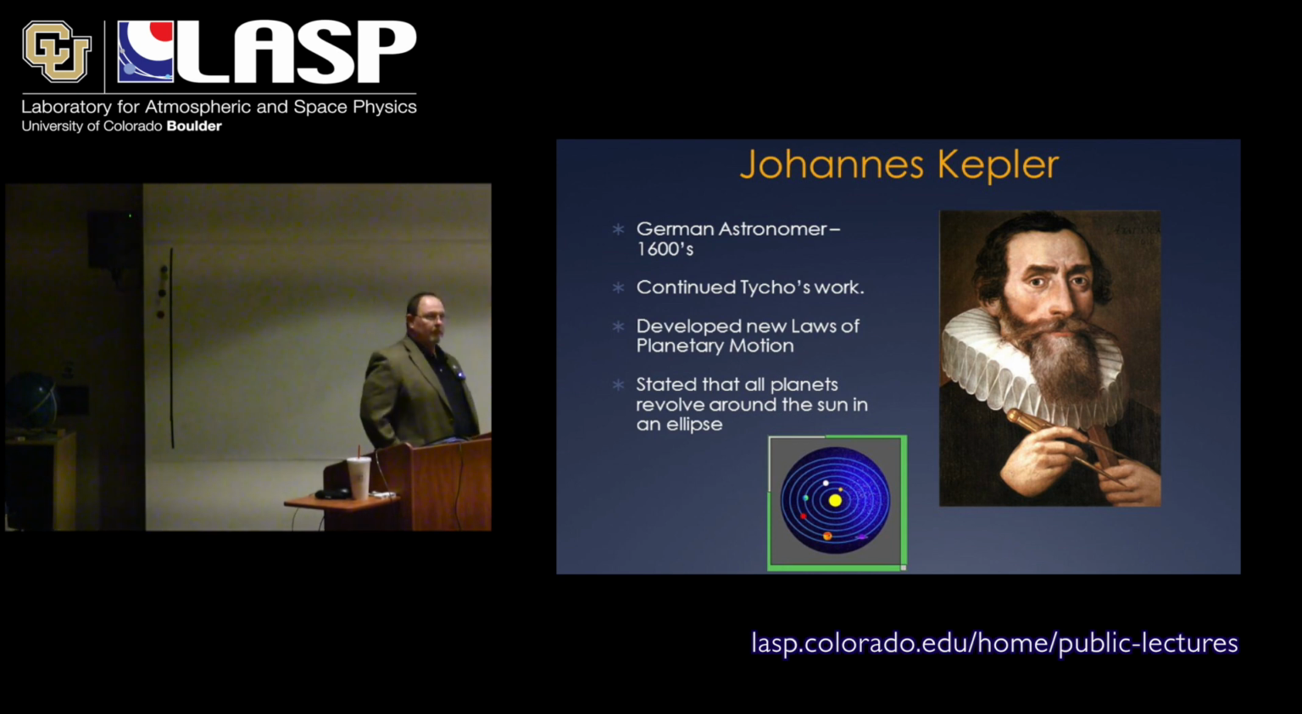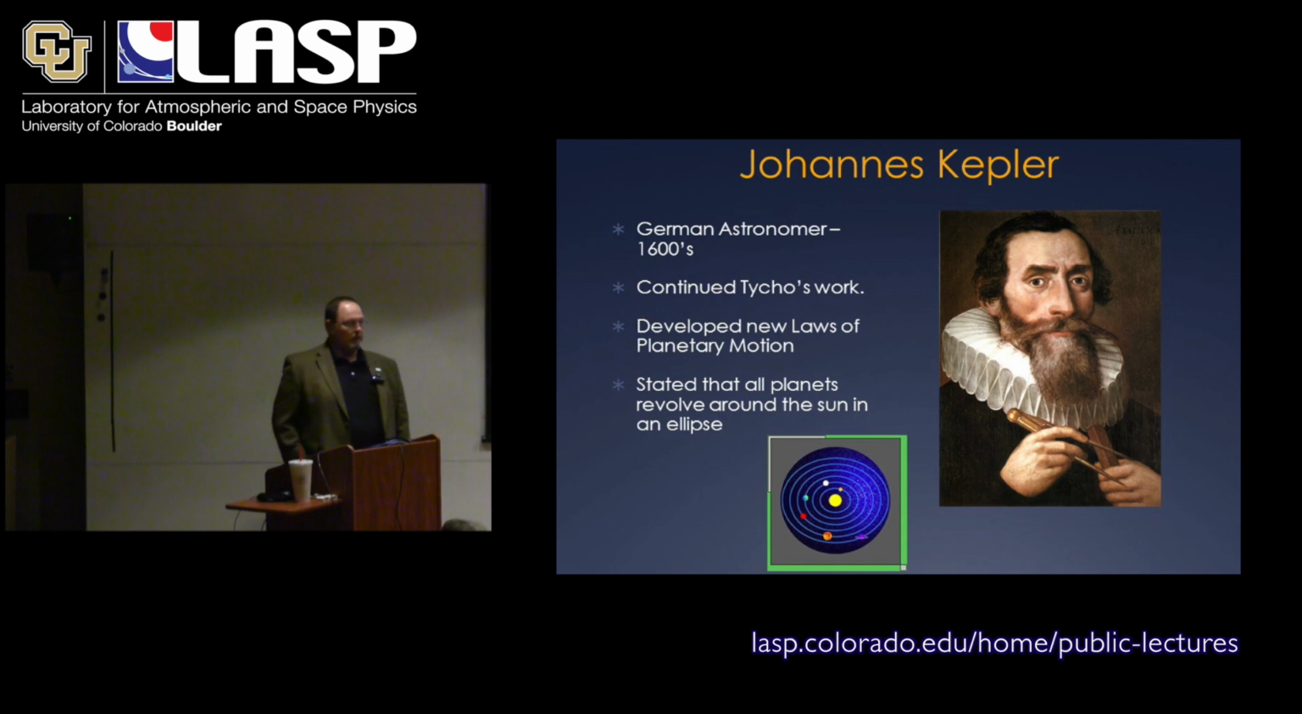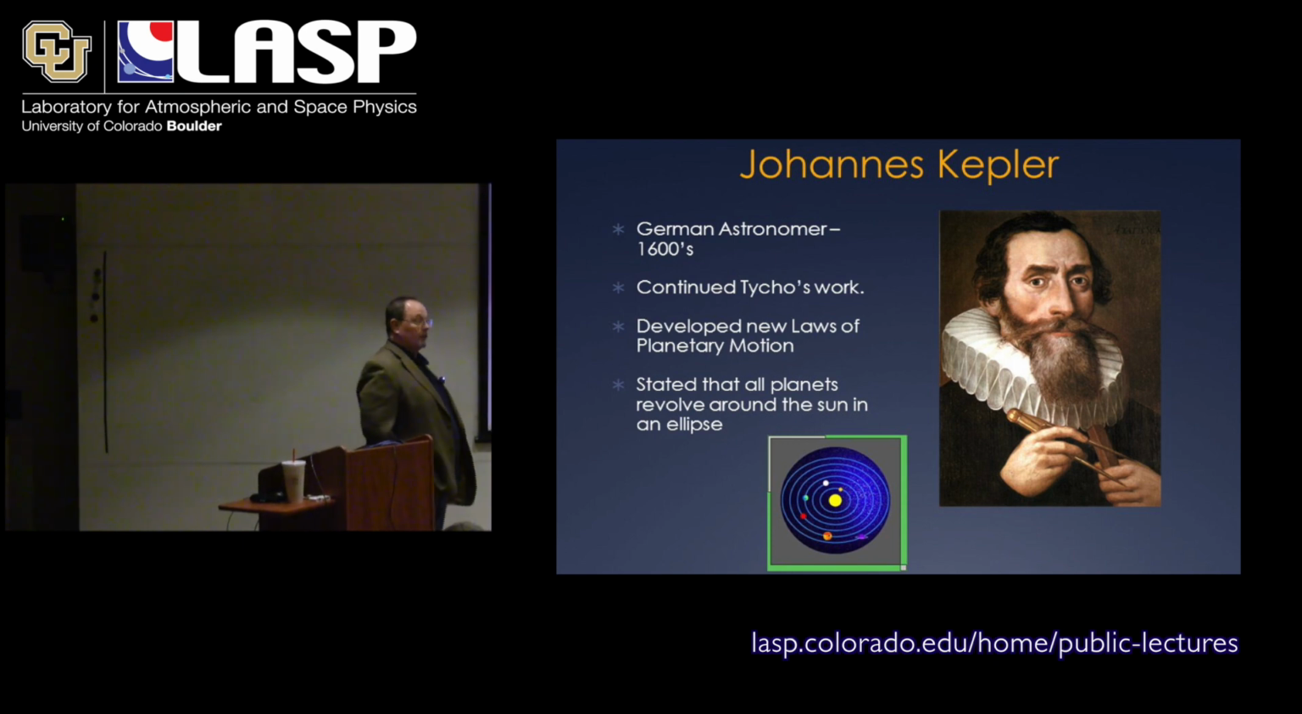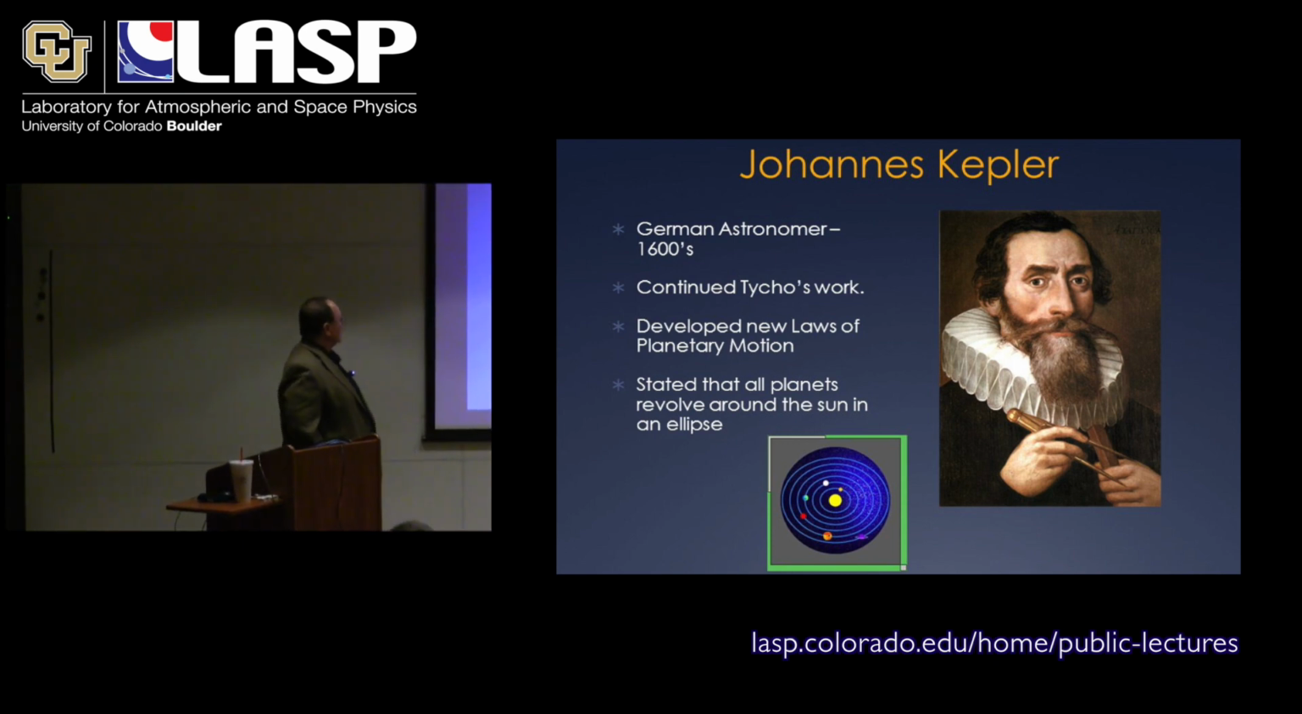Johannes Kepler, this is the part that everybody hates in history, right? The names and dates and all that kind of stuff. Johannes Kepler was a German astronomer in the 1600s. He actually started his career in the 1590s. He continued Tycho Brahe's work and developed two new laws of planetary motion at the time. They're still in effect today. And he stated that all planets revolve around the sun in an ellipse. And this is really important because it's important to the work that we've done on the Kepler program.